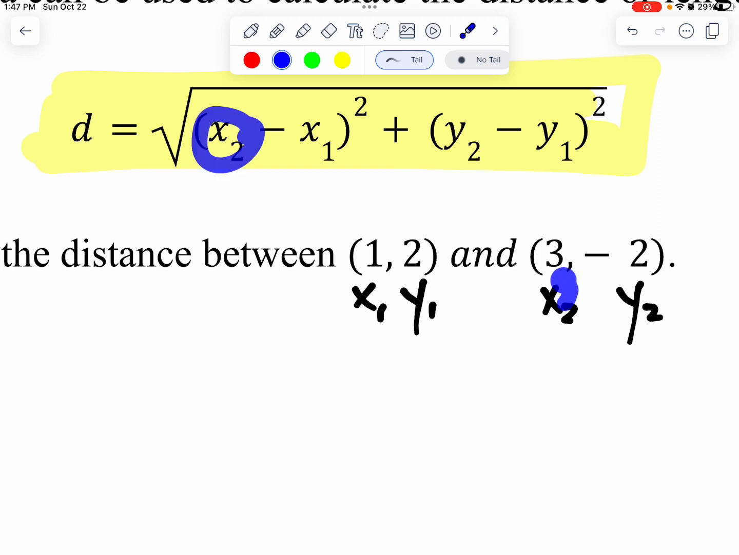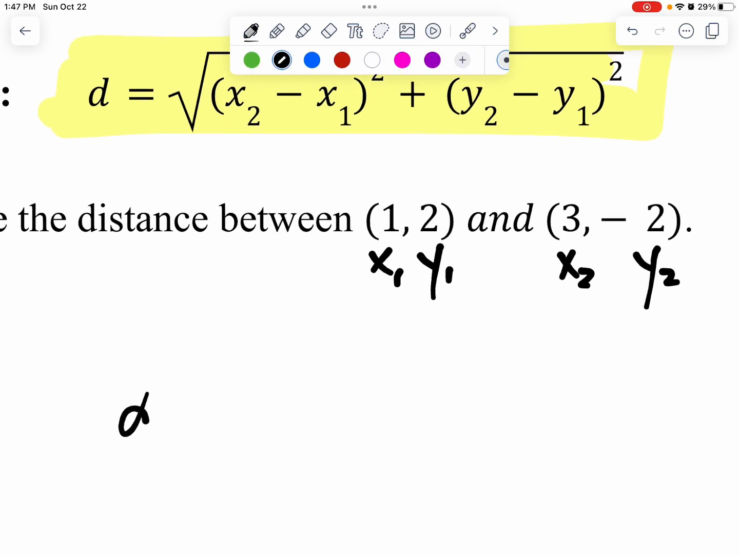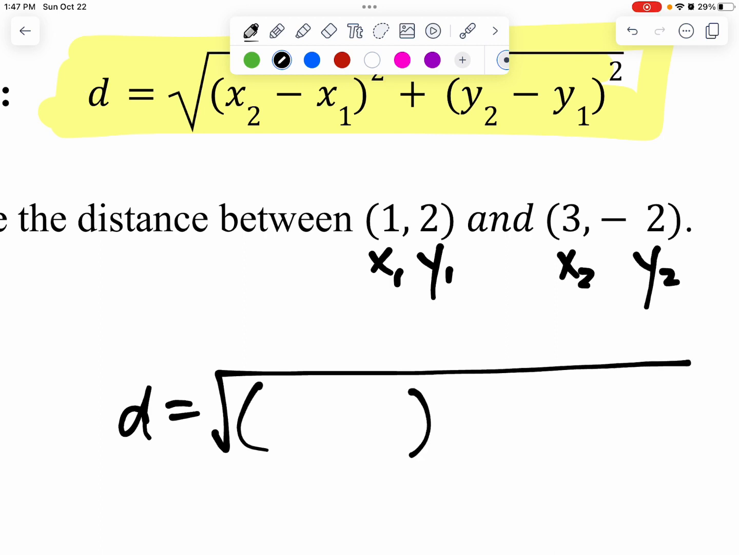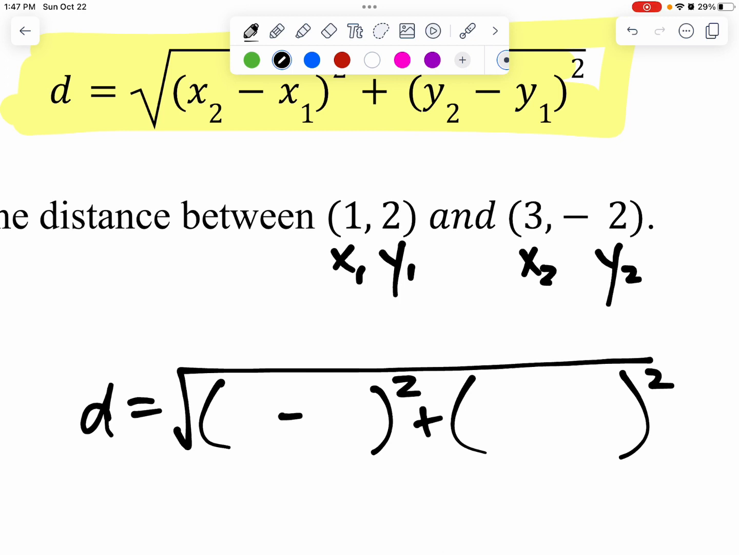a second X, there it is. And I have a first X, there it is. And I have some squares and some subtractions and stuff. So what I'm going to do is I'm going to copy the formula. I'm going to put a giant square root. And it's kind of like Pythagorean theorem. You have some parentheses squared plus another parentheses squared. Okay? And I also am going to put these minuses here.